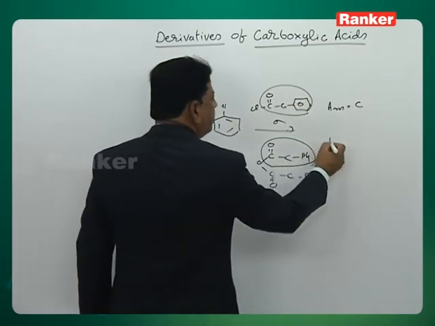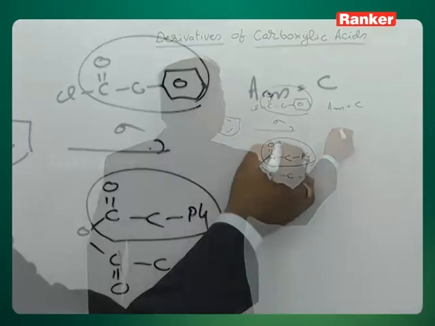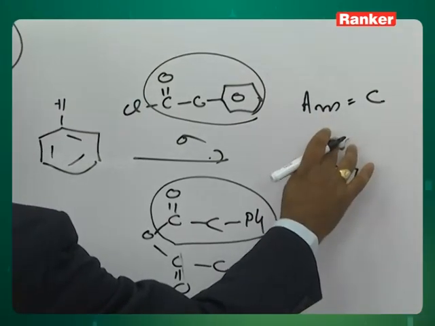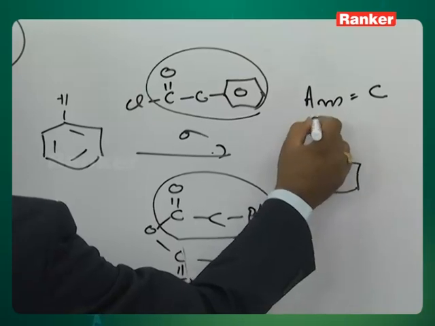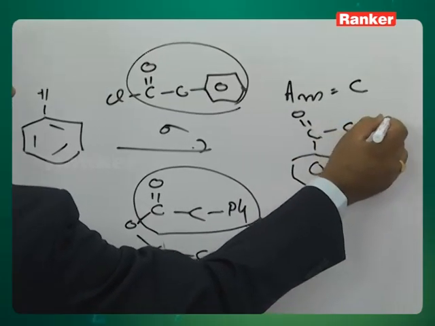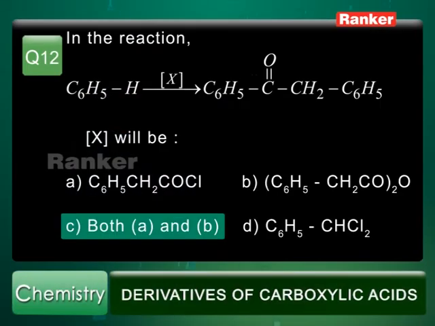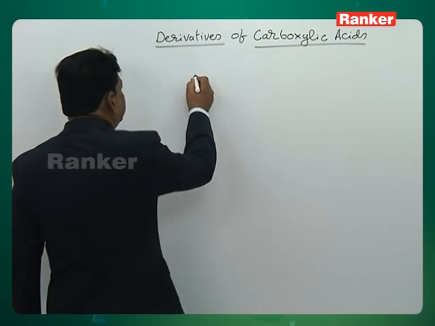So finally what happens is a Friedel-Crafts acylation on the benzene through a keto group inserted, with a carbon and the phenyl. So this is the Friedel-Crafts acylation reaction. So options A and B both are correct, therefore the answer C is the right answer. So let us go to the 13th question.